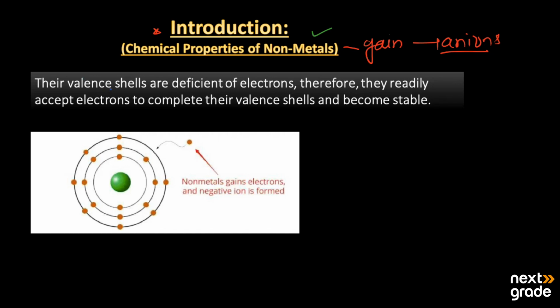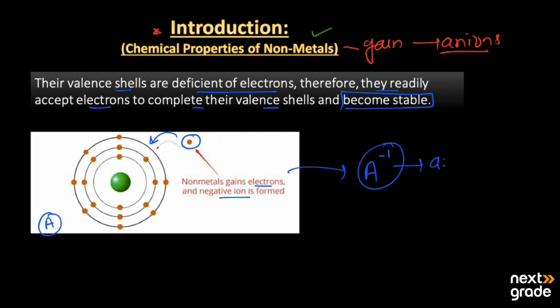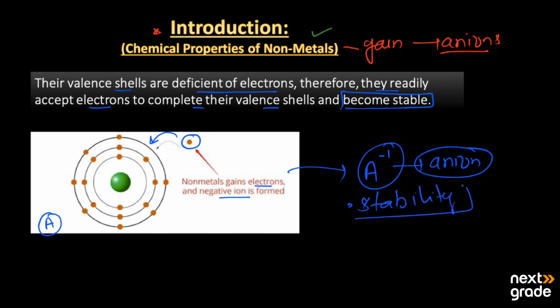Basically, non-metals have valence shells that are deficient of electrons, so they can readily accept electrons to complete their valence shells and in turn become stable. For example, here we have a non-metal A and an electron. When the non-metal gains the electron, it changes into a negative ion, and this is the formation of a simple anion. So non-metals readily react with substances that lose electrons, because everything in this universe moves towards stability. Likewise, non-metals want stability, and they can do this in one way, by gaining electrons.